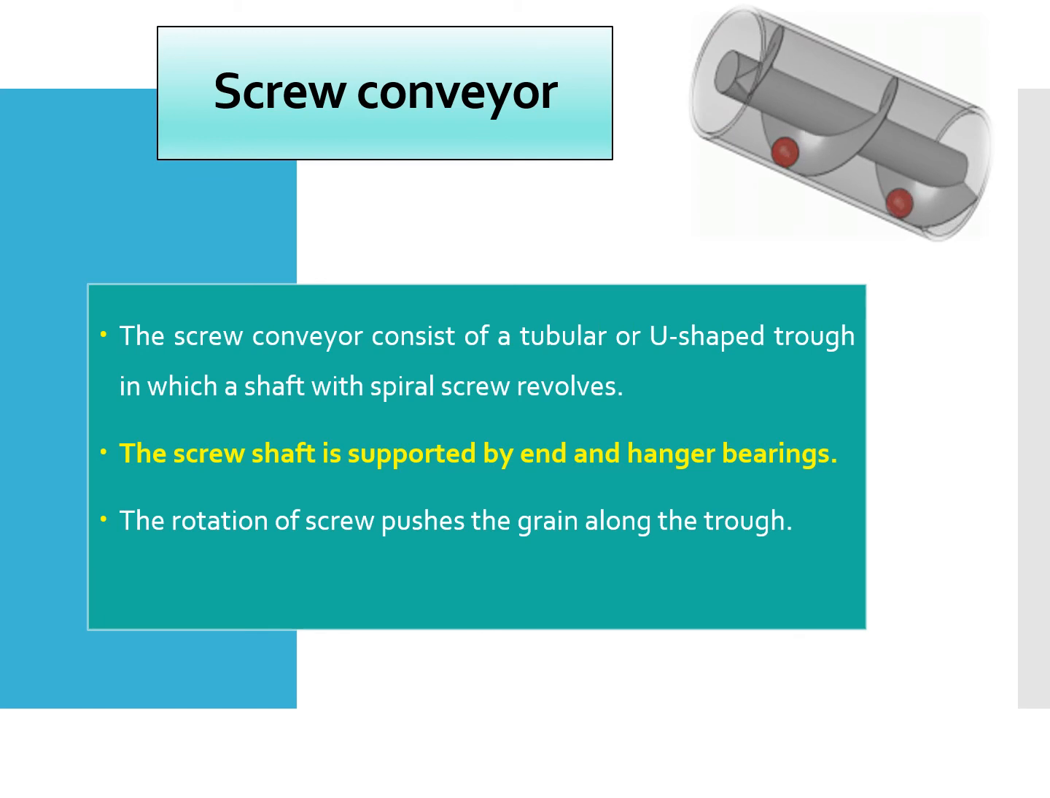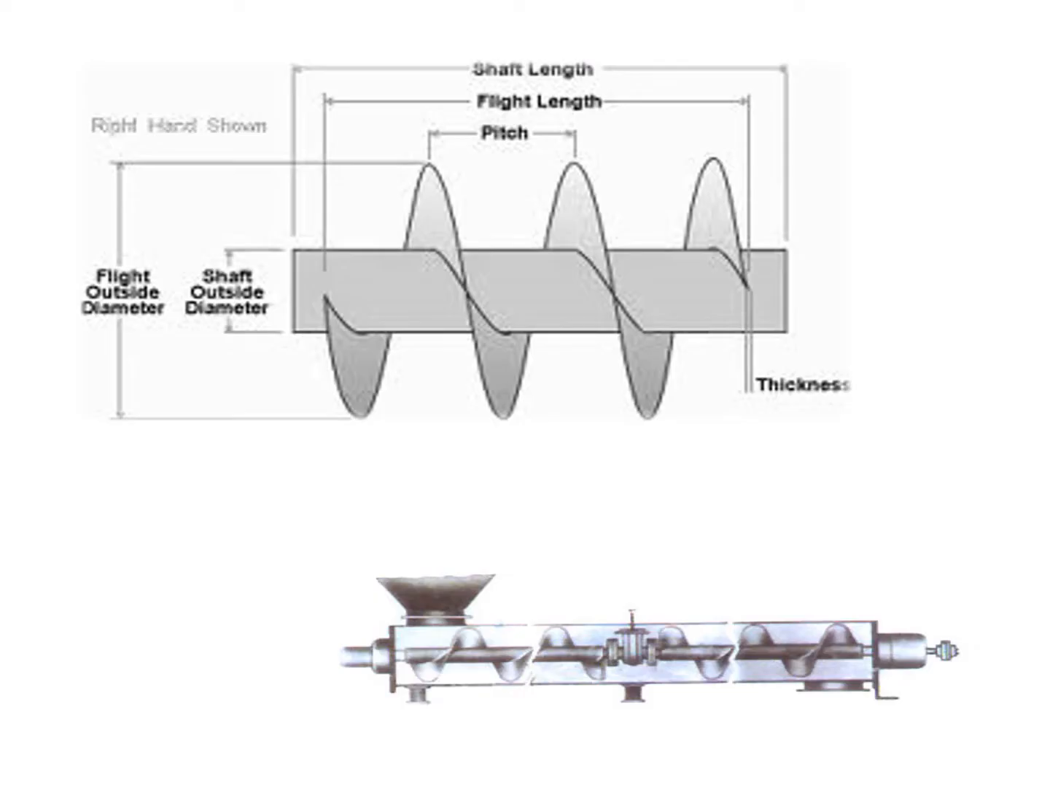The screw shaft is supported by end and hanger bearings. The rotation of the screw pushes the grain along the trough. This is a detailed diagram of a screw conveyor. The main parts of a screw conveyor are the screw blade, screw shaft, coupling, trough, cover, inlet and outlet gates, bearings and drive mechanism. The thickness of the steel strip helix decreases from the inner edges to the outer edges.